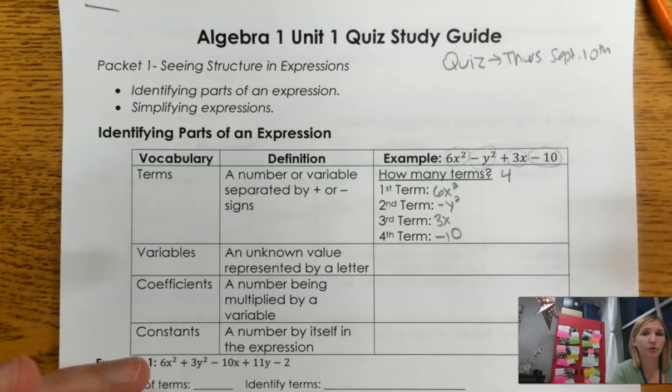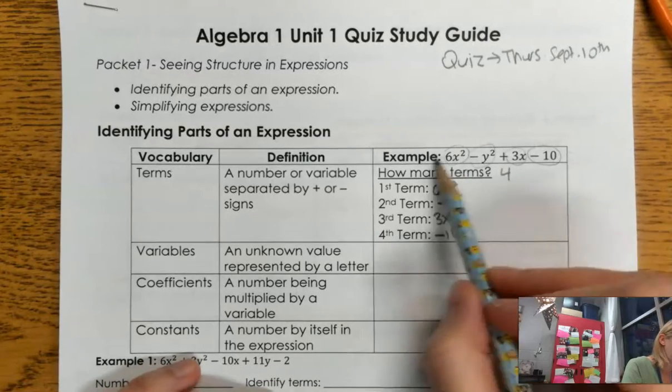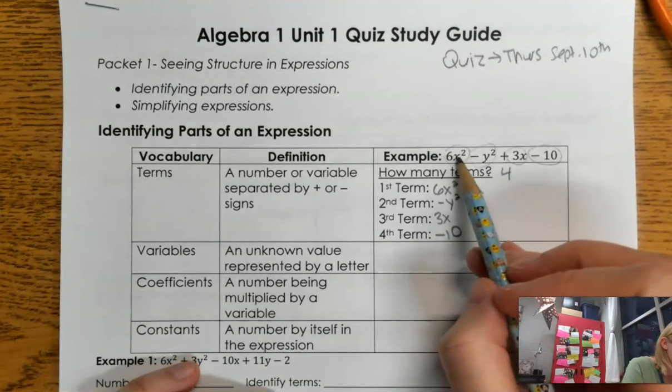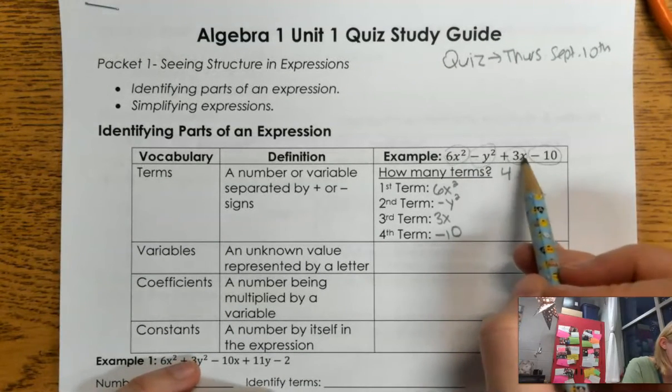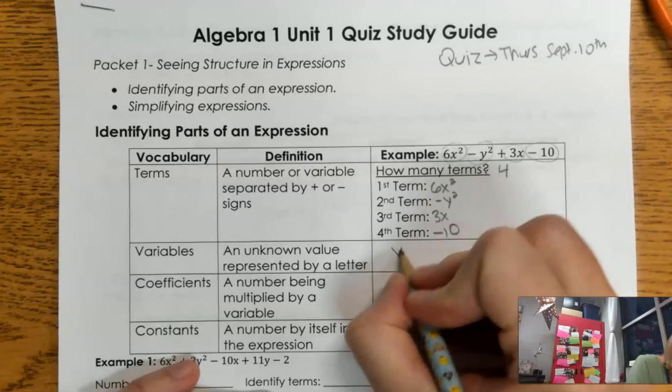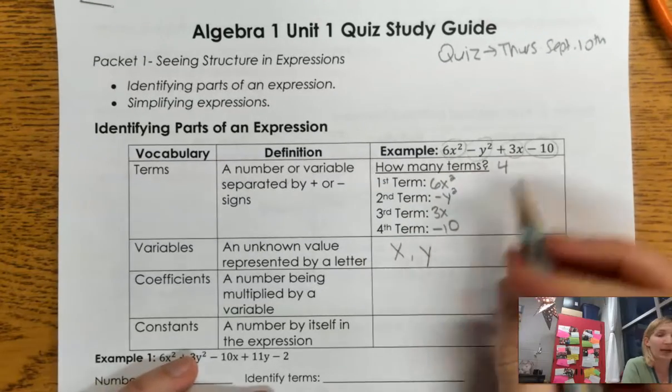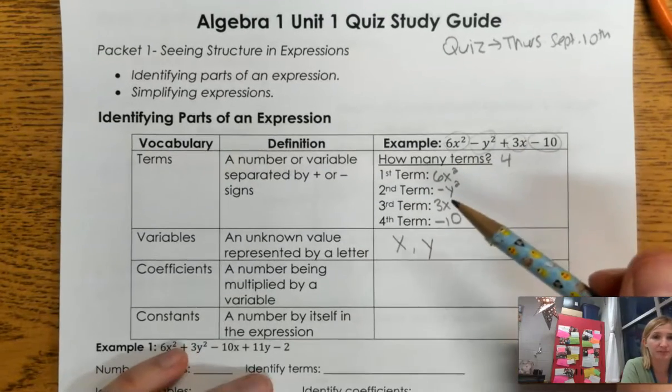Variables: an unknown value represented by a letter. Let's see how many letters we have in this expression. We have an x, a y, and an x. So we have 2 variables, x and y, because those are the only letters I see.